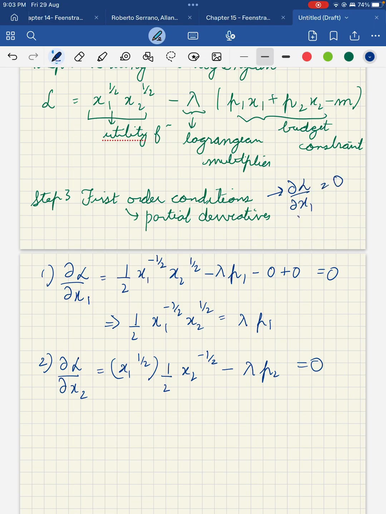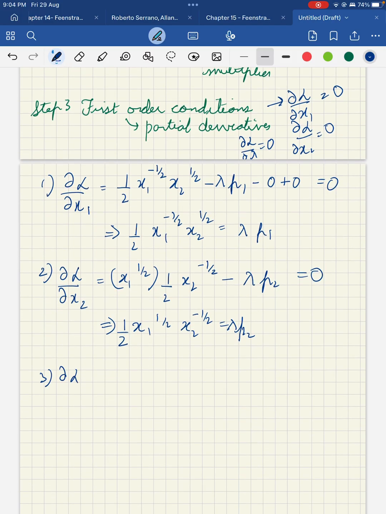So my first order conditions are basically taking del L by del x1 equal to 0, del L by del x2 equal to 0, and del L by del lambda equal to 0. So the second condition turns out to be x1 raised to the power 1/2 multiplied by 1/2 x2 raised to the power minus 1/2 is equal to lambda p2.